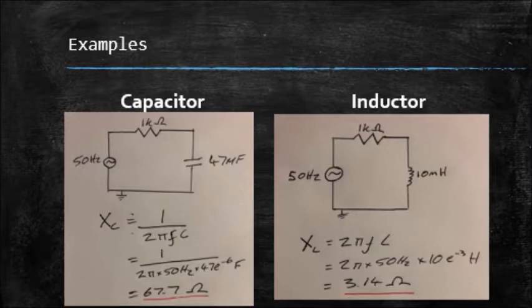For the inductor, the reactance is 2 pi by 50 Hz by 10 to the negative 3 henries. Again, we convert from millihenries to henries to get the correct answer in ohms of 3.14.